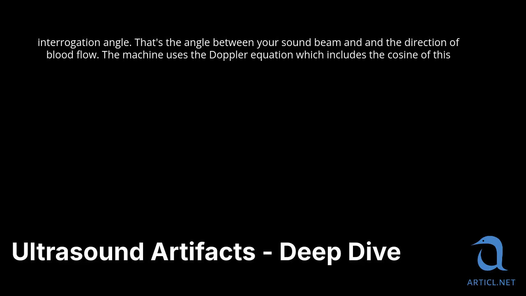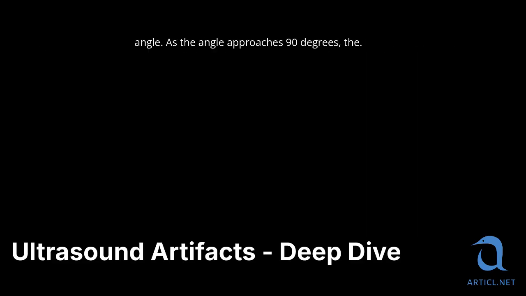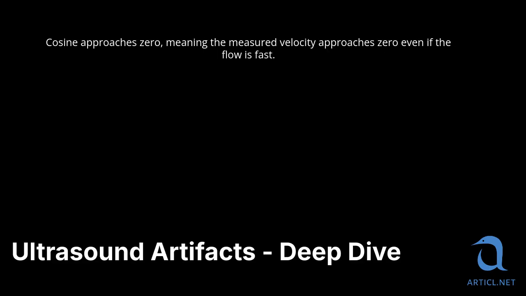That's the angle between your sound beam and the direction of blood flow. The machine uses the Doppler equation, which includes the cosine of this angle. As the angle approaches 90 degrees, the cosine approaches 0, meaning the measured velocity approaches 0 even if the flow is fast.